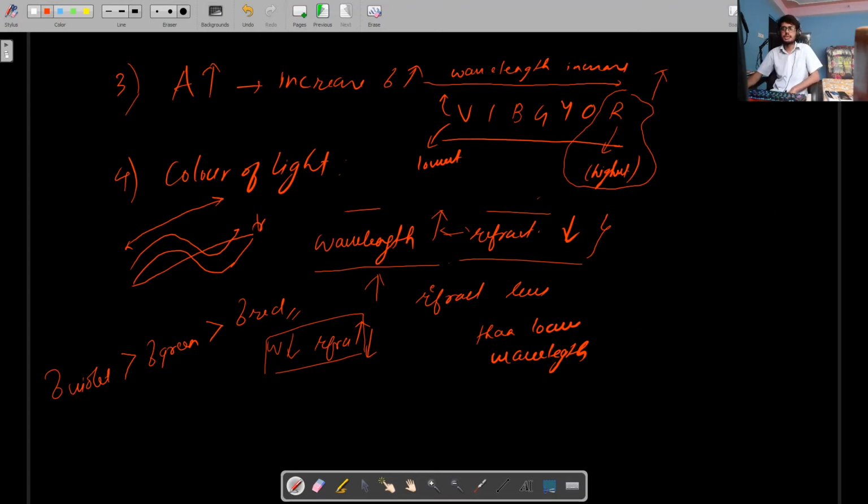For a transparent medium, any transparent medium like glass or air, the increase in wavelength will decrease the refractive index. This is a known fact you should know every time. This is a very important fact you need to know.